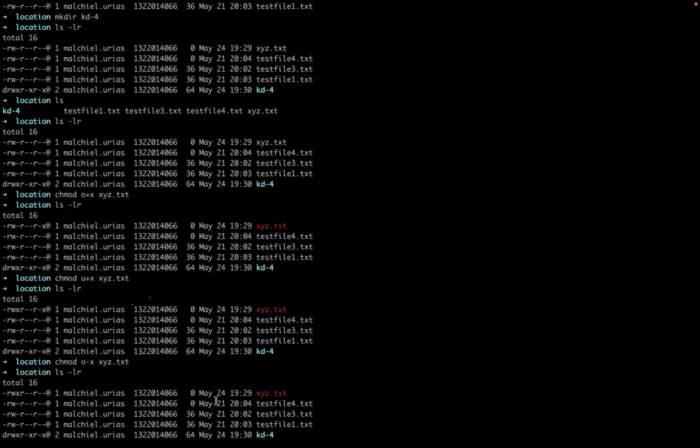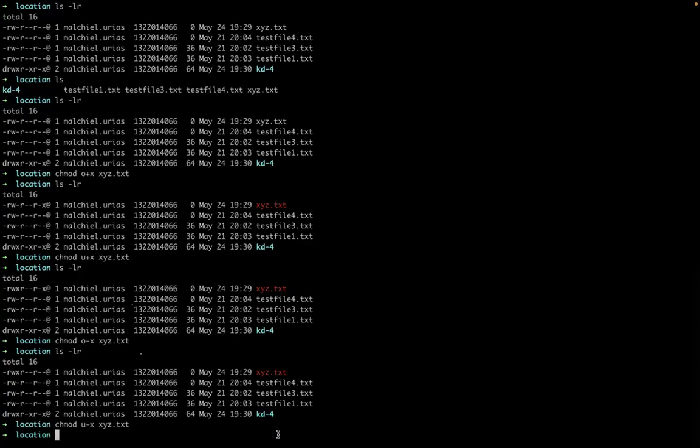I want the group to have write and execute permissions on this XYZ file. We see that the group right now has read permissions already. I want them to have write and execute permissions. I don't want them to have read. I just want them to be able to write to the file and execute it. Just write and execute permissions. So we are removing the read permission and adding write and execute.